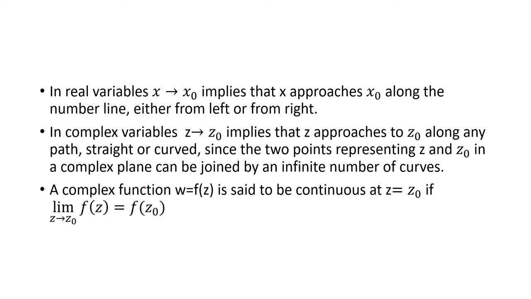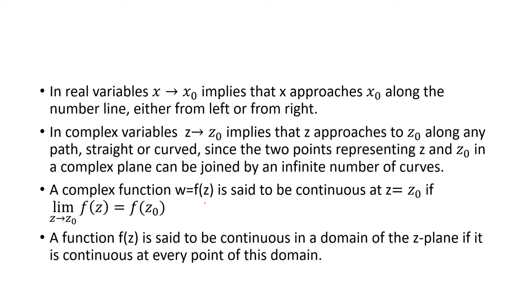Now we have the continuity of a complex function. A complex function w equal to f of z is said to be continuous at z equal to z naught if limit z tends to z naught f of z is equal to f of z naught. That is, if limit z tends to z naught f of z exists and is the same as f of z naught, then only the complex function is continuous at z equal to z naught. A function f of z is said to be continuous in a domain of the z plane if it is continuous at every point of this domain.